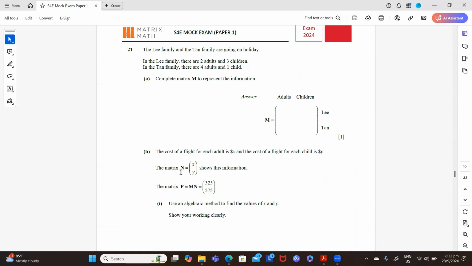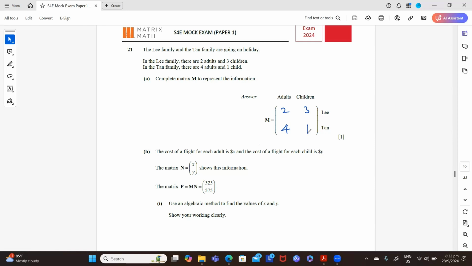Okay, 21A, complete the matrix to represent the information. All right, so in the Lee family, there are 2 adults and 3 children. So right now, 2, 3. In the Tan family, there are 4 adults and 1 child. Write that down.